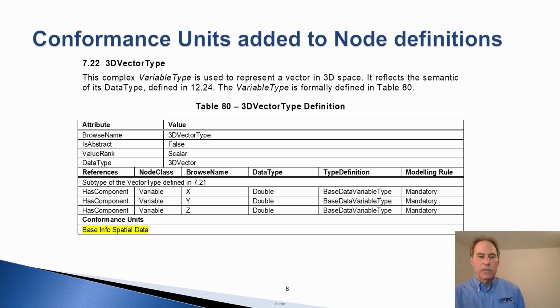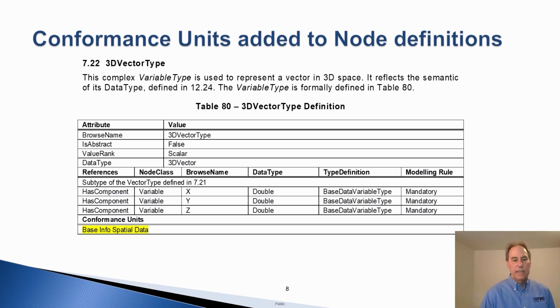So in this case, I've taken an example of a 3D vector type defined in part 5, and you can see this now specifies that the conformance unit that would require the 3D vector type to appear in a server's address space is called base info spatial data. And that particular conformance unit will test the 3D vector and a few other of these spatial data types. But the point is that if you are not attempting to support and conform to a profile that includes the base info spatial data conformance unit, you do not have to have the 3D vector type in your address space.